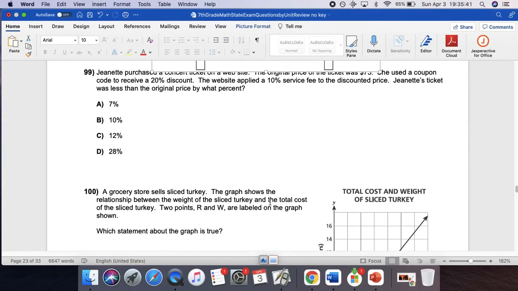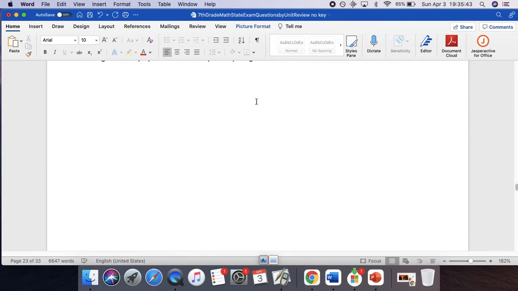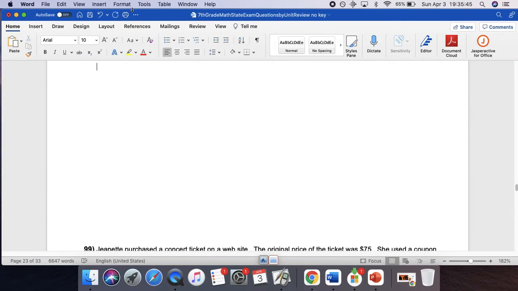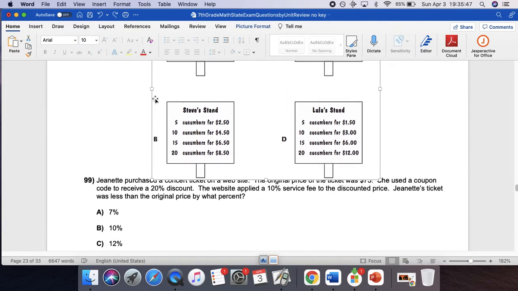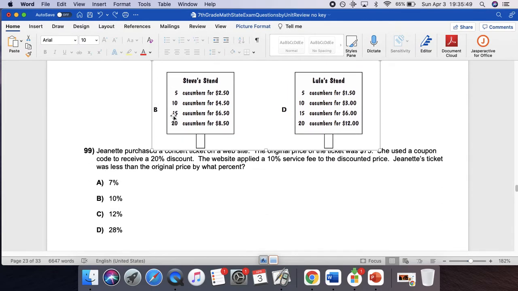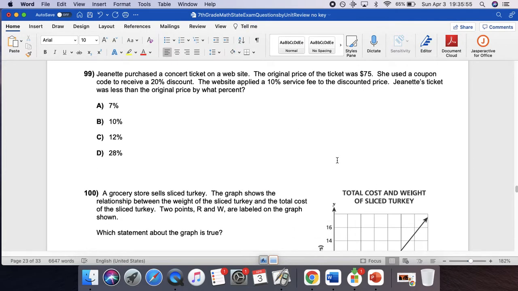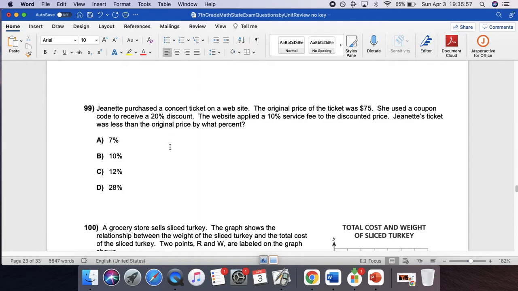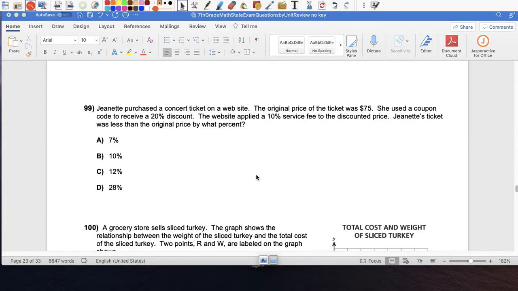99. Jeanette purchased a concert ticket on the website. The original price of the ticket was, I have no idea, $75. She used a coupon to get a 20% discount. And then the website applied a 10% service fee to the discounted price. Jeanette's ticket was less than the original by what price?